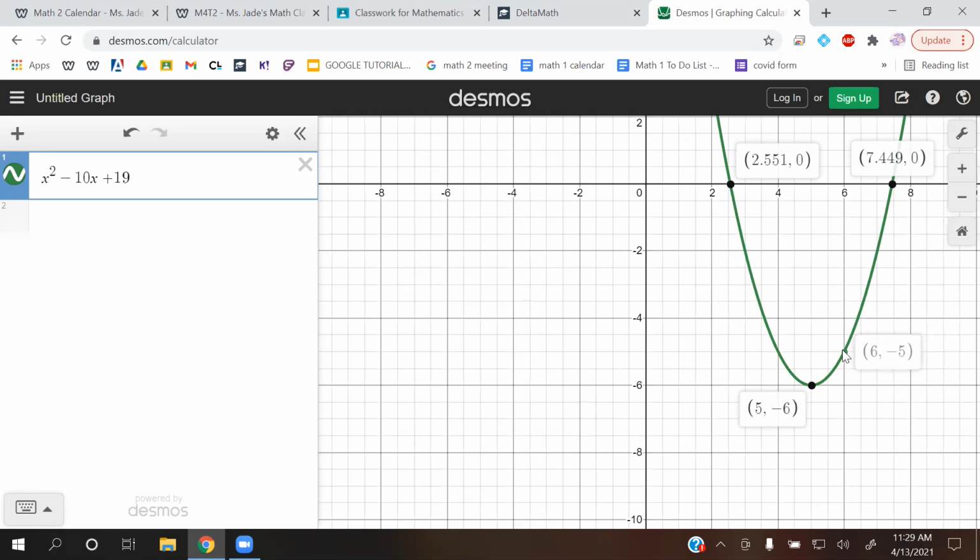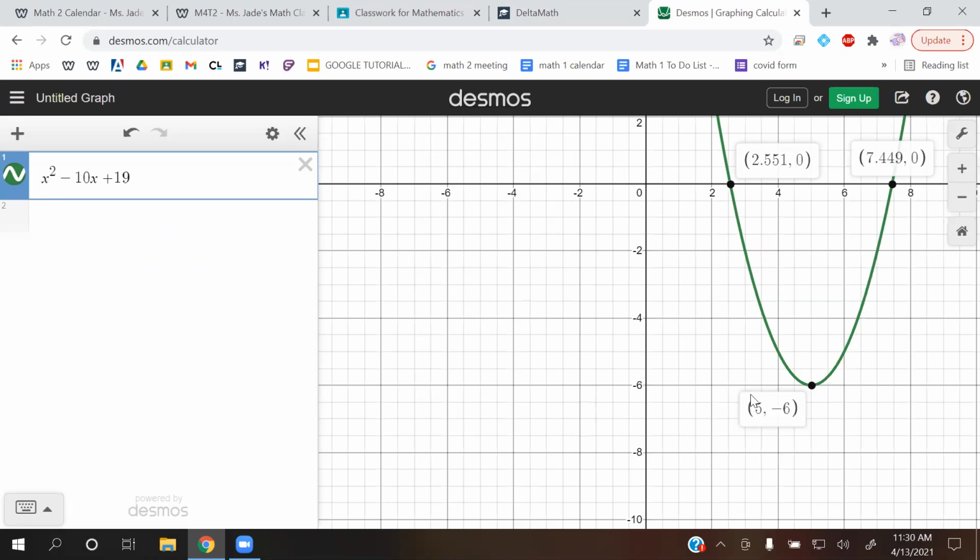Oh my gosh, right there. 6, -5. So here's a nice point that we have. So we want 5, -6 and 6, -5. So this is the shape we want. So I'm going to go ahead on Delta Math and drag my vertex to 5, -6. And I'm also going to locate 6, -5 on my Delta Math.